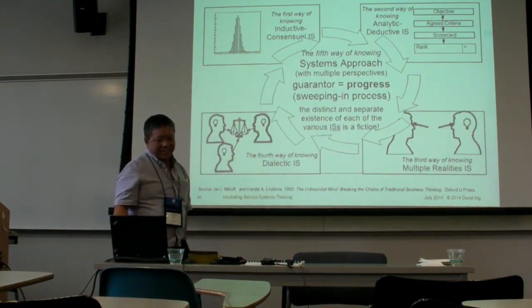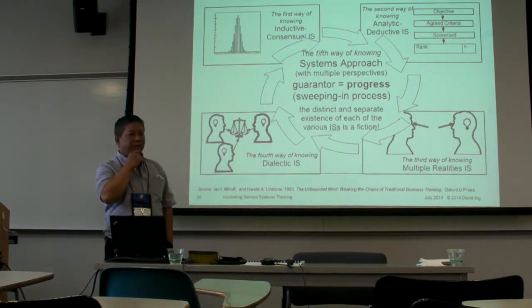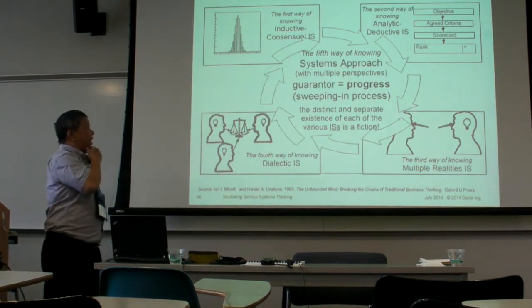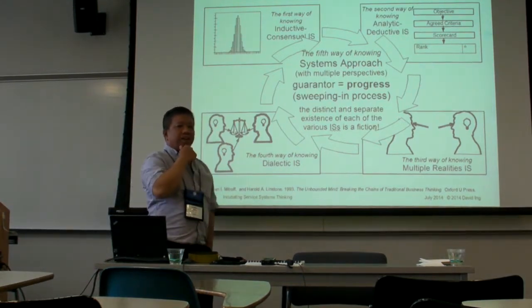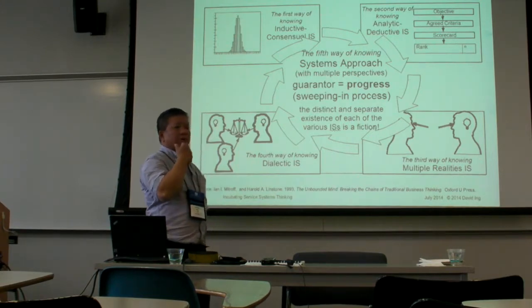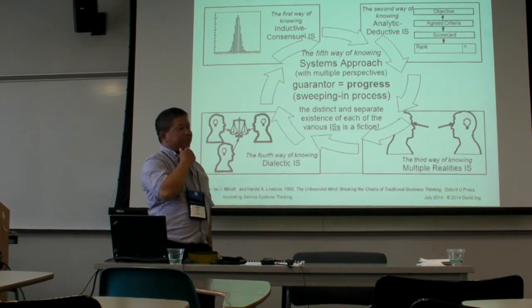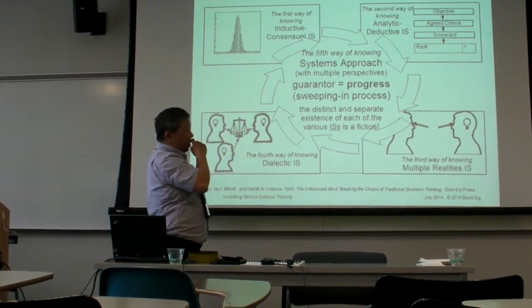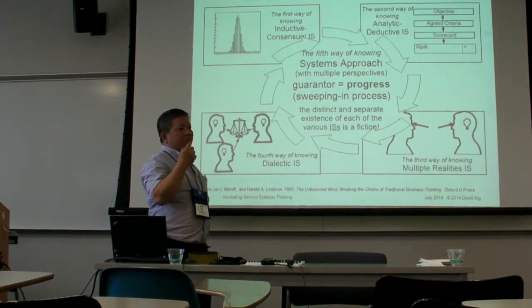Churchman, and actually Singer going back to him, had suggested that we want to have a fifth way of knowing, which was systems approach has multiple perspectives, and that you have a guarantor, which is progress, which is that we could keep working on whatever research or whatever inquiry we're doing until you don't have any progress. And it takes all of these other types of systems in. And so the question would be, if you were to invent a new type of wiki, how should you do that?